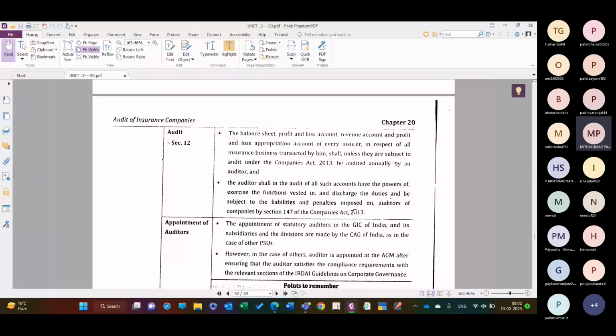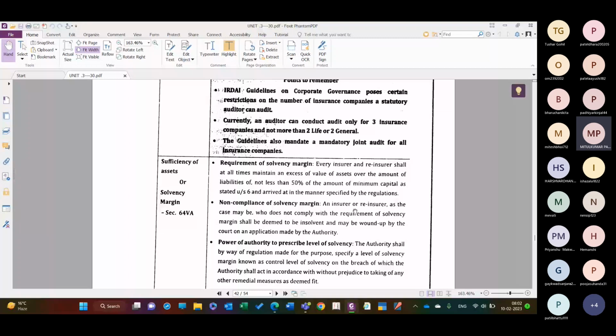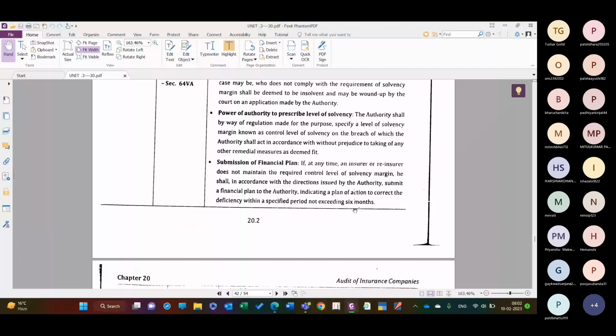Appointment of auditor, sufficiency of assets and solvency margin, that is very, very important under the insurance business, and the company has to comply with this sufficiency of assets and the solvency margin, which is 150%. So you understand that the solvency ratio is very, very important.